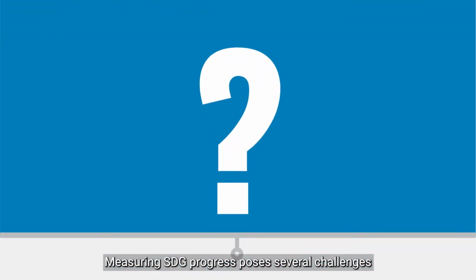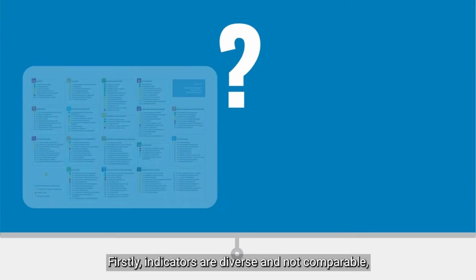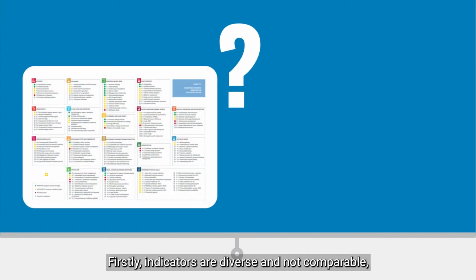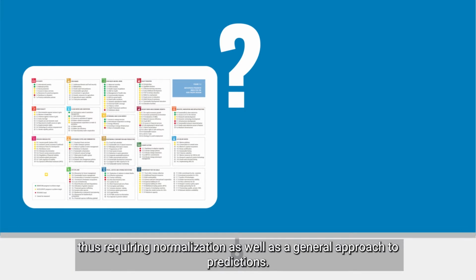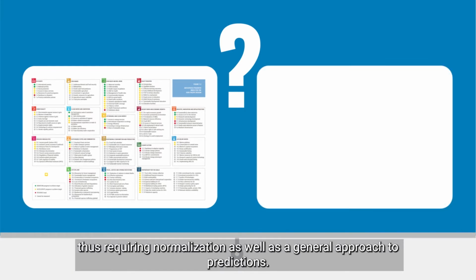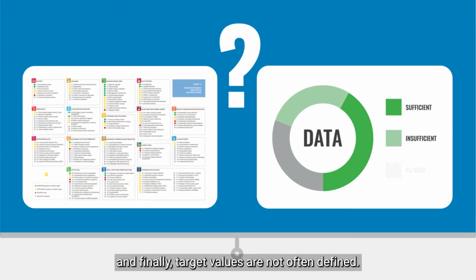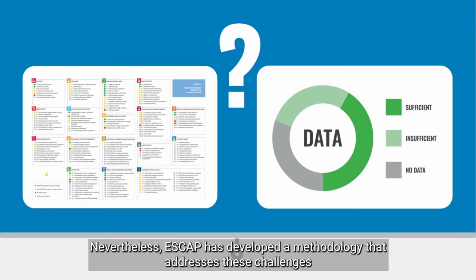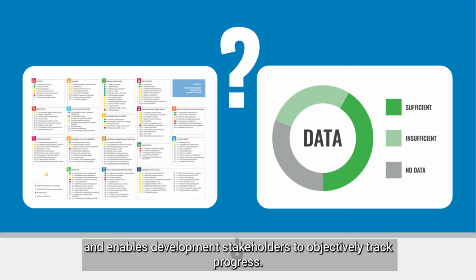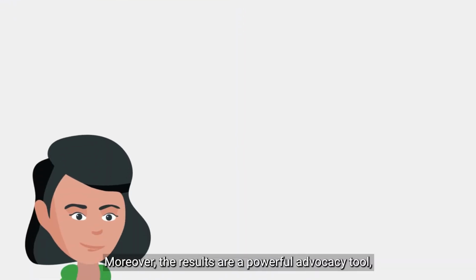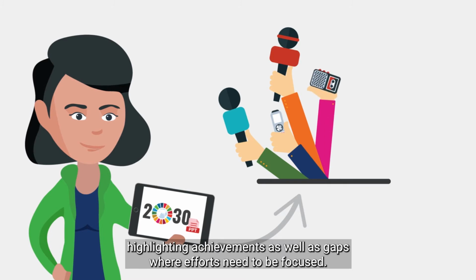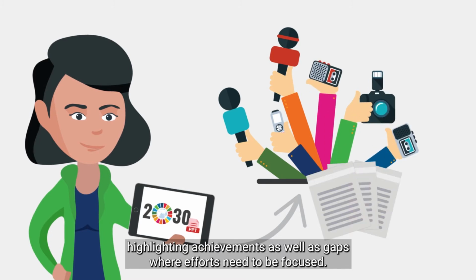Measuring SDG progress poses several challenges. Firstly, indicators are diverse and not comparable, thus requiring normalization as well as a general approach to predictions. Secondly, data for many indicators are missing or partially available. And finally, target values are often not defined. Nevertheless, ESCAP has developed a methodology that addresses these challenges and enables development stakeholders to objectively track progress. Moreover, the results are a powerful advocacy tool highlighting achievements as well as gaps where efforts need to be focused.